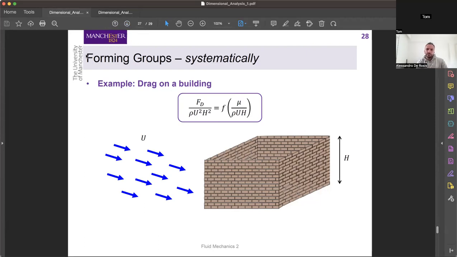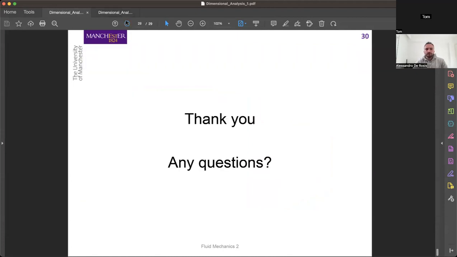Are you all convinced? You are welcome to say yes. Okay, so I expect you to be able to solve an example like this. Let's move forward.